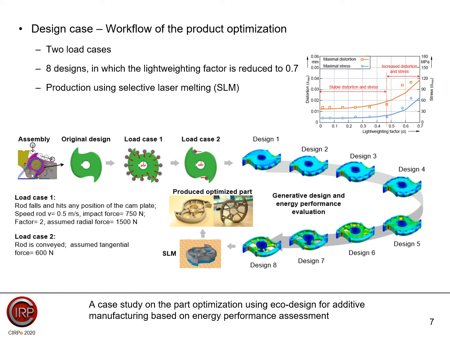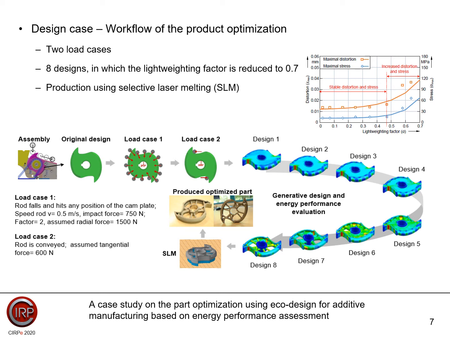For the design case, we first analyzed the use condition and defined the two load cases, according to which we then carried out 8 optimizations and obtained 8 design solutions, in which the lightweighting factor has been reduced to 0.7. A lightweighting factor defines here a ratio between the reduced volume and the original volume. So the larger lightweighting factor implies more volume reduction.